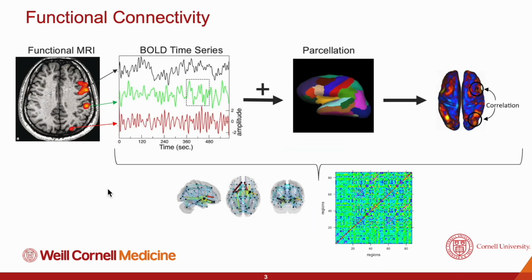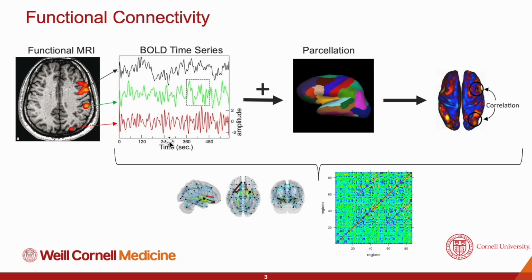There are various neuroimaging techniques that we can use to measure functional connectivity, but I will present functional MRI here. Functional MRI, or fMRI, allows us to measure blood oxygen level dependent time series, or BOLD time series, on each voxel in the brain. Voxel means three-dimensional pixel.